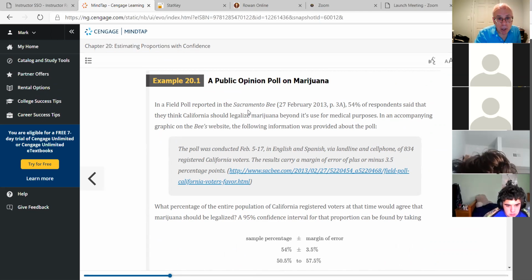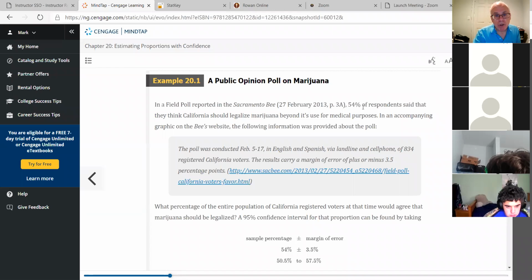It says in a poll reported in the Sacramento Bee, 54% of respondents said that they think California should legalize marijuana beyond its use for medical purposes. Obviously, this is old, right? 2013. All right, old. 54%. In an accompanying graphic, the following information was provided. 834 registered voters were sampled. That's number one. And number two, they said the results carried a margin of error of plus or minus 3.5 percentage points.